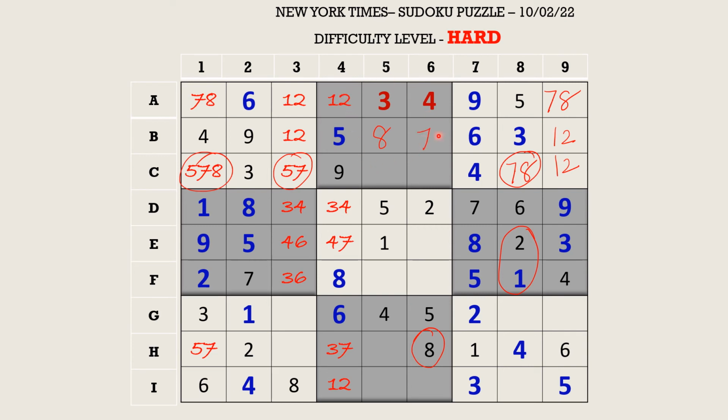Now in this block, in the second block, the missing numbers are 1, 2 and 6. There is a 2 blocking here, so C6 takes 1, 6, and there is a 1 blocking here, so C5 takes 2, 6. We can observe this 1 2, 1 6, 2 6 triplet. This is actually a 1, 2, 6 triplet.